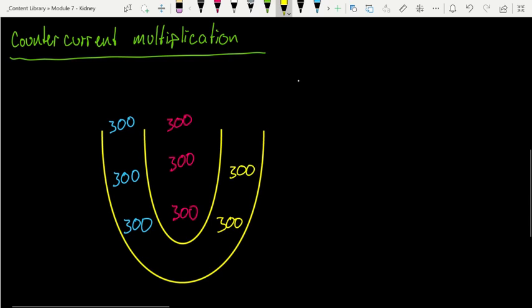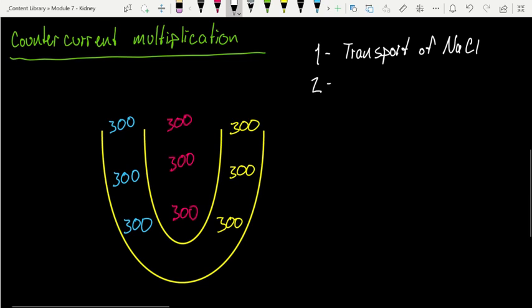300, and 300. Okay, countercurrent multiplication can be broken down into just a couple of simple steps. Number one, transport of salt. And everything we know about osmosis tells us what step 2 is.